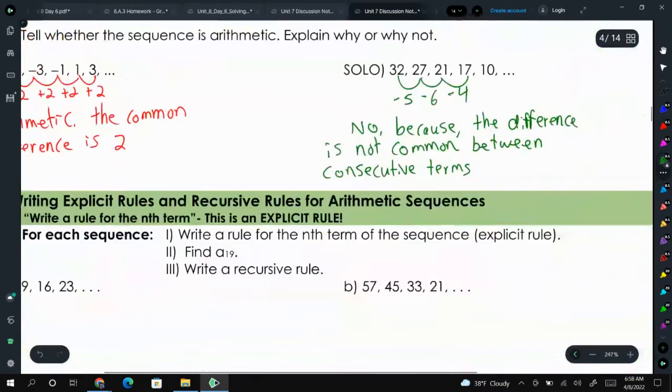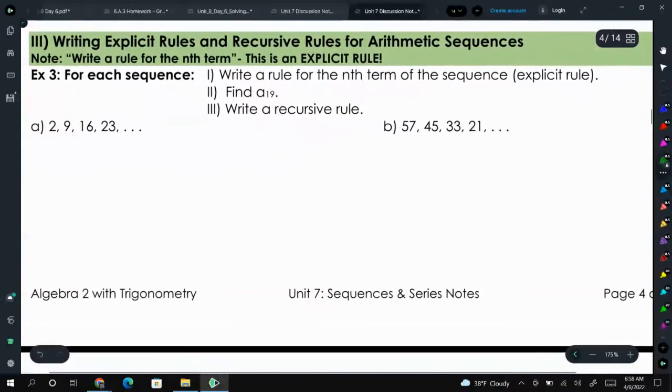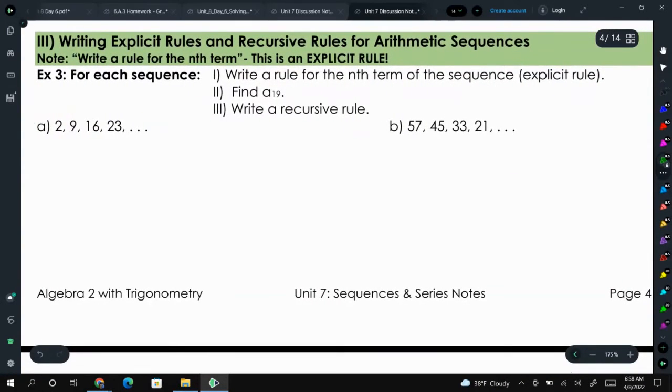Now, down here, what we're going to do for each of these sequences is write the rule for the nth term, which is that explicit rule, find a sub 19, and then also write a recursive rule to review what we did the other day.